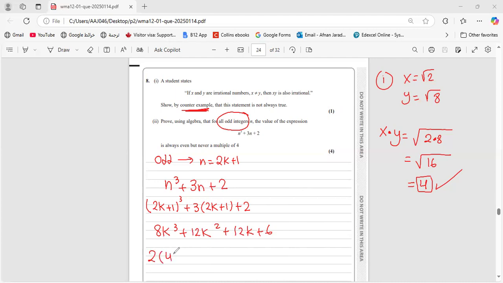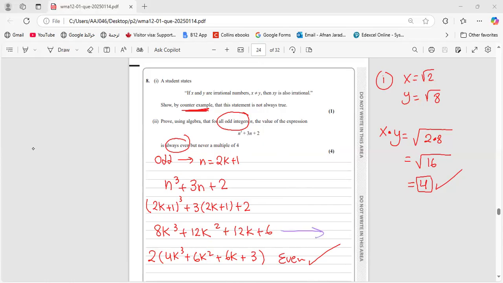It will be 4k cube plus 12 divided by 6k square plus 6k plus 3. So it is 2 multiplied by an expression, which is even. So it's always even, right? Yes, always even. But never a multiple of 4. How can I find that it's never a multiple of 4? By taking 4 outside. Looking here.